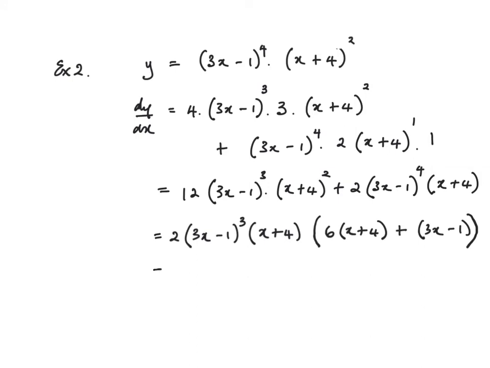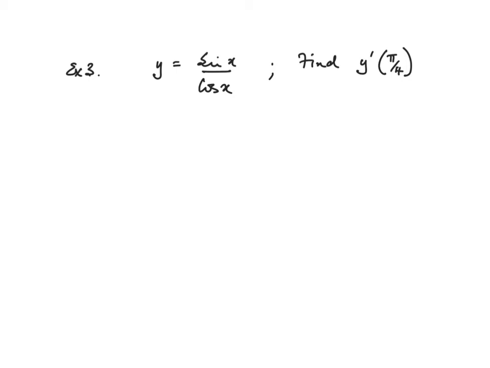We need to continue and expand and simplify this bracket here. So now we've got 6x plus 3x is 9x. 6 times 4 is 24. 24 take away 1 is 23. So that would be the final answer.